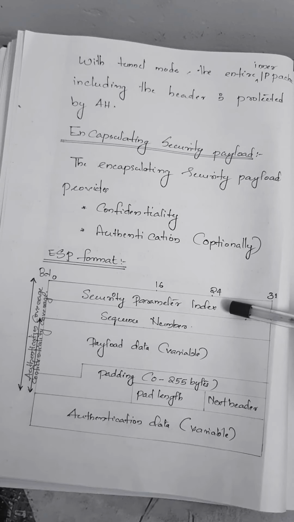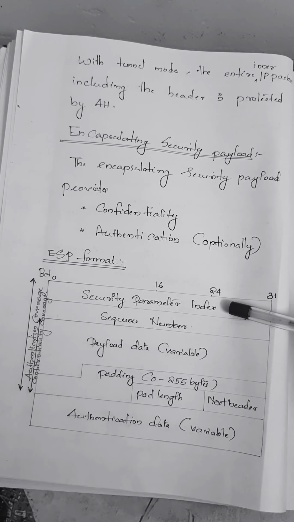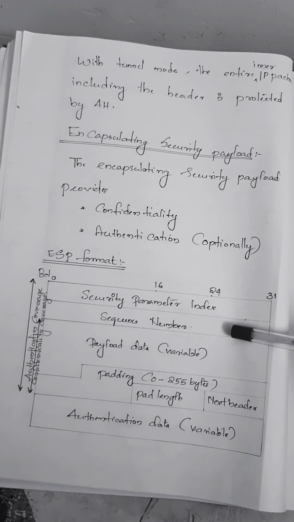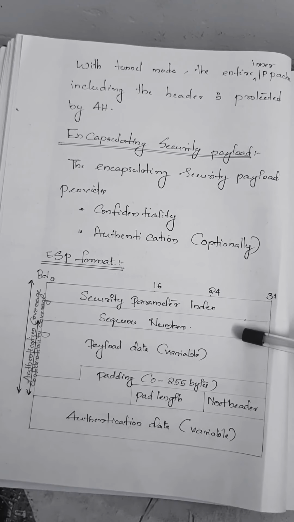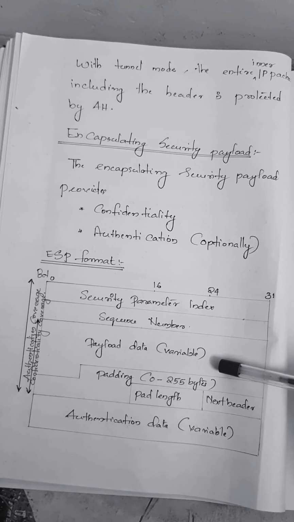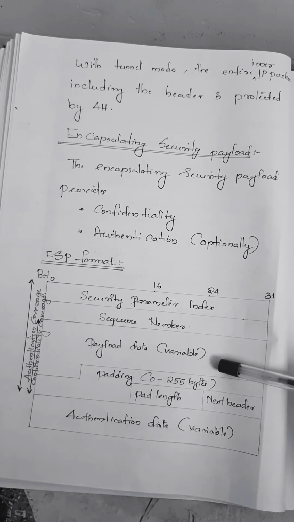The security parameter index is used to identify the security association. The sequence number is used as a counter for anti-replay functions, both having 32-bit length. Then payload data. This is the protected, encrypted data.